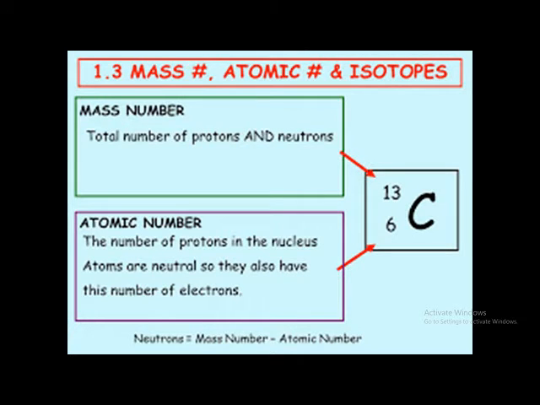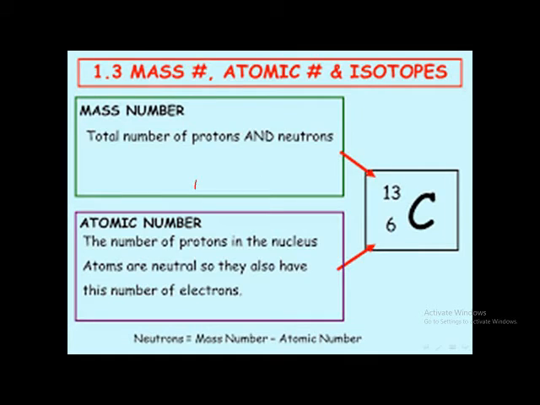So if the mass number has the number of protons and neutrons, and the atomic number has just the number of protons, that means the mass number is the atomic number plus the number of neutrons. That's why the atomic number is always less than the mass number. If you want me to write that down, okay.